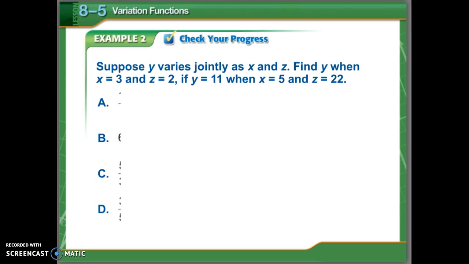All right, check your progress problem. Same process. Y varies jointly as x and z. Pause the video when you have your answer, go on to the next screen. And our answer for example 2, check your progress, is D, 3/5.